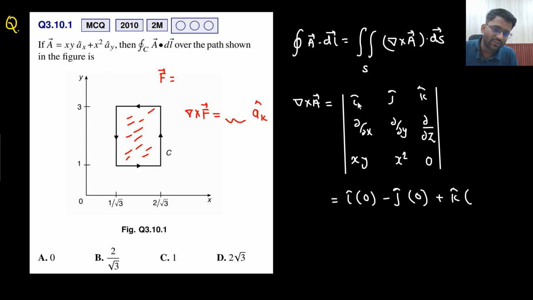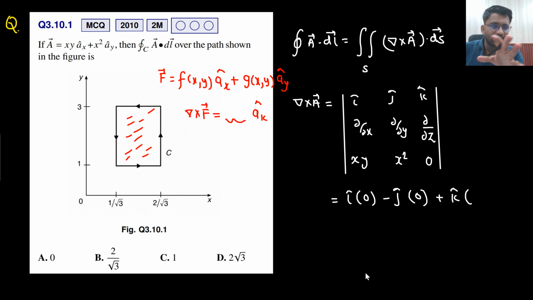But here someone would say, sir, with respect to i cap if I am doing, the differentiation of 0 with respect to y will be 0. Let's say in place of x square, if it was z square, then the answer would come out to be 2z. So they have to be a function of x comma y. F of x comma y in a_x cap plus g of x comma y, some different function, in a_y cap. If this is the scenario, then it would come out to be in the a_k cap direction. Is that understandable to you?